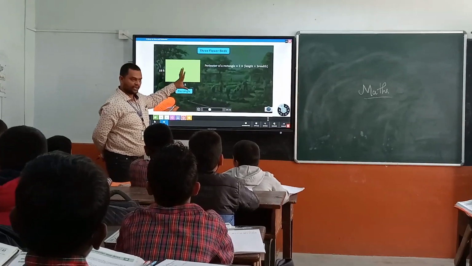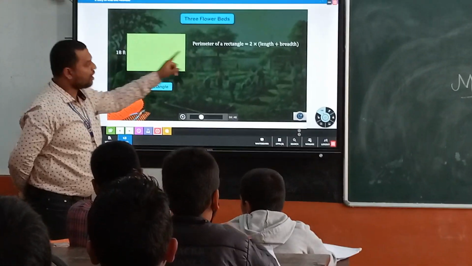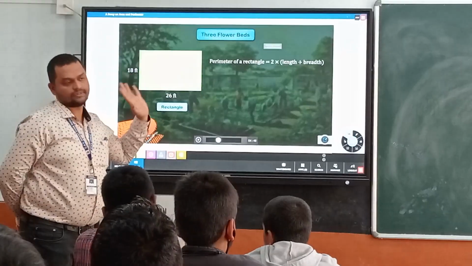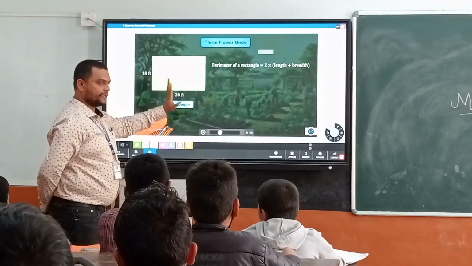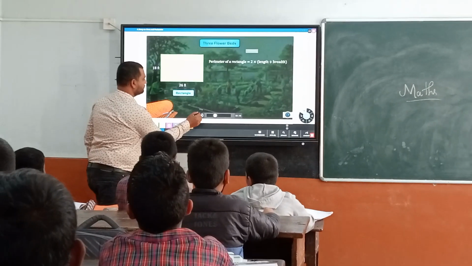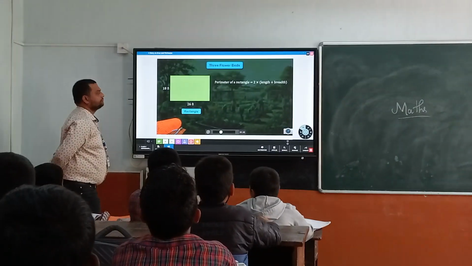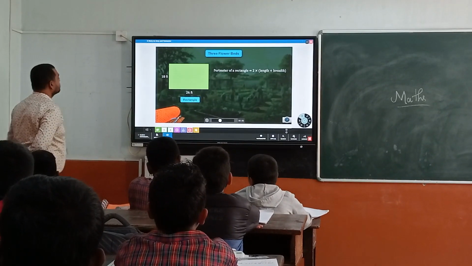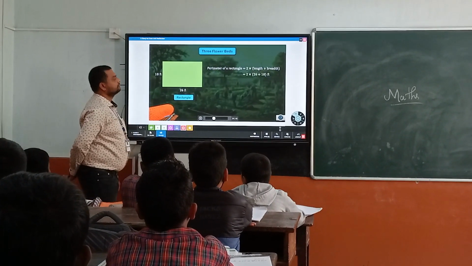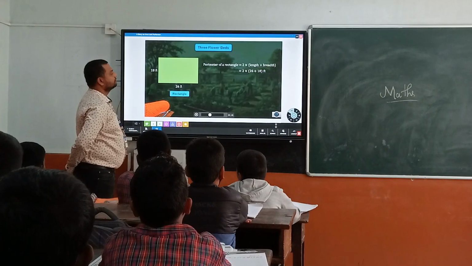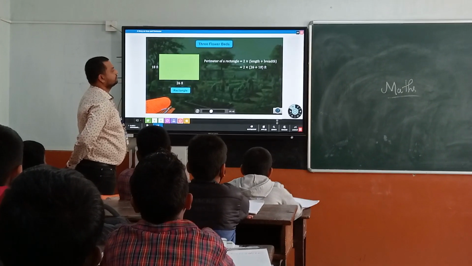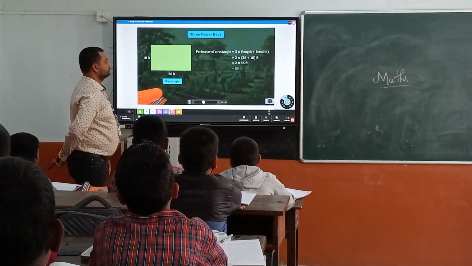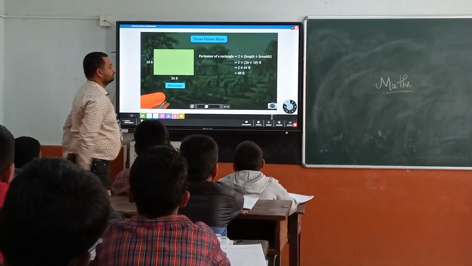So 2 is common for everything, right? For length and breadth, so 2 times length plus breadth. The sum of the length and breadth is multiplied by 2. That is the rectangular perimeter. Thus, the perimeter of this rectangular flower bed is 2 times the sum of 26 and 18, that is equal to 2 times 44, which is equal to 88 feet.